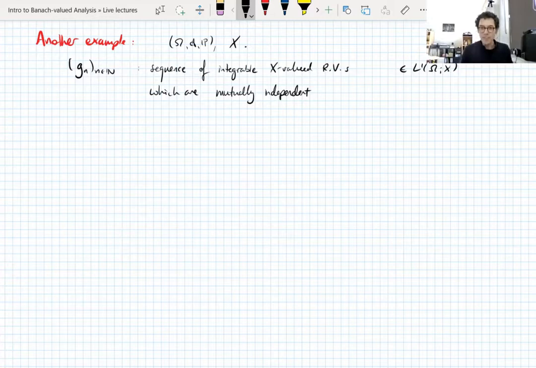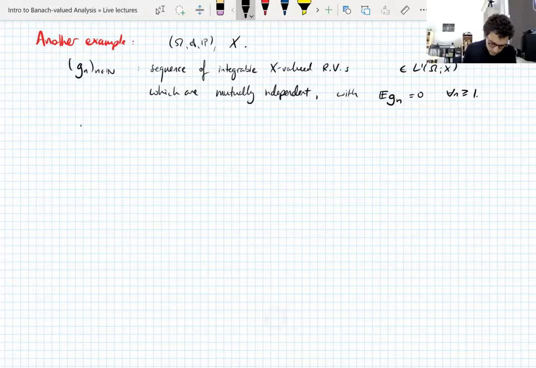If you can't remember the definition of mutual independence, look in the appendix in the notes, it's in there. We don't need to dwell on it too much now, but I'll move on very quickly from this. They have to be mutually independent and they need to all have mean zero. So the expectation of each of these variables is zero for all n greater than or equal to one. It doesn't have to hold for n equals zero in the way that we've indexed things. We let A be the filtration generated by G.